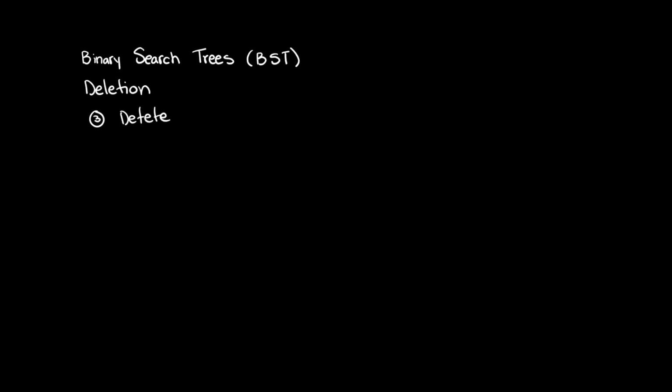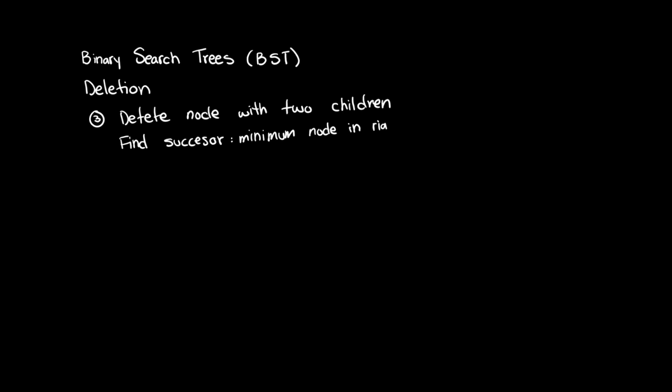Third, if the node we want to delete has two children, we need to be careful about how we maintain the BST property after the deletion. To delete a node x, we want to find a node y such that y is the node with the minimum value of the right subtree. This is called a successor, so y is the successor of x.